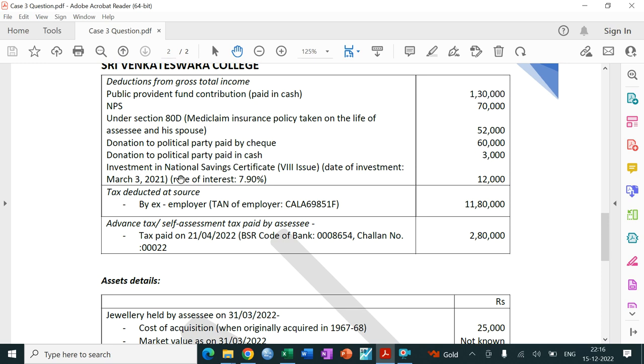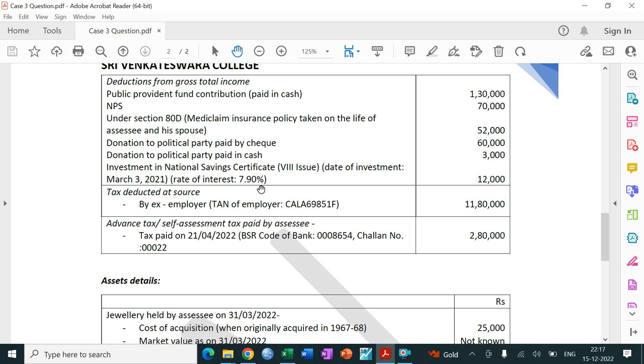Then investment in National Savings Certificate, VIII issue, date of investment is 3rd of March 2021. See, students, just look at this carefully: date of investment is 3rd of March 2021, which means the assessee made this investment in the previous year 2020-21, not in the relevant previous year 2021-22. So the assessee made this investment just before the relevant previous year, right? So the assessee will get interest on this particular amount at 7.9% per annum.